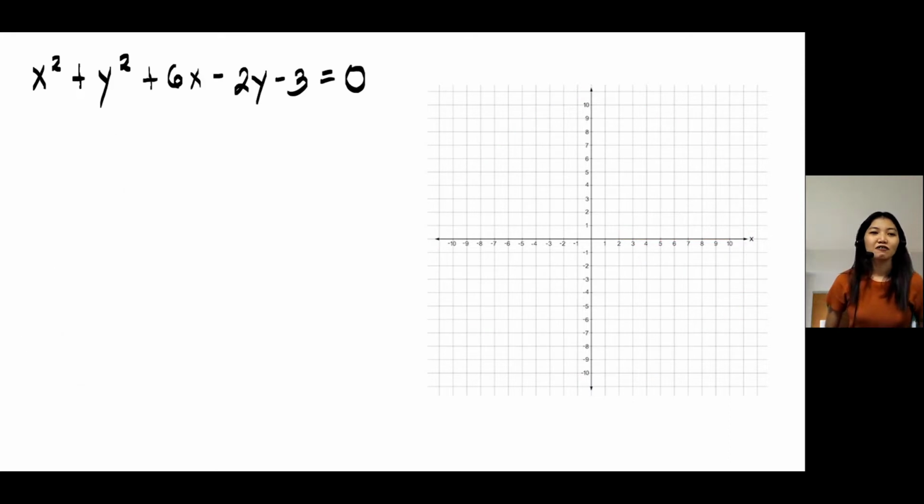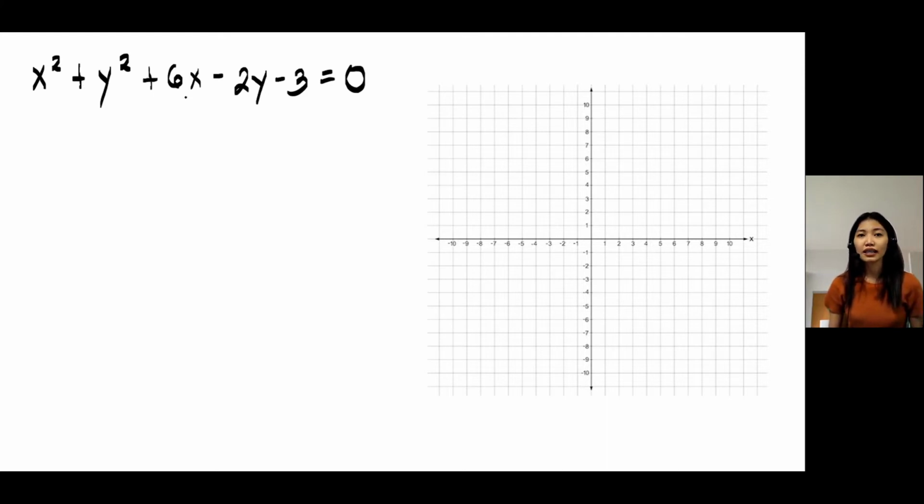Okay? So what if our given is in general form? So for example, x squared plus y squared plus 6x minus 2y minus 3 is equal to 0. So this is the general form of the equation of the circle. So if the given is in general form, what we are going to do is to transform this into standard form. So how can we transform?